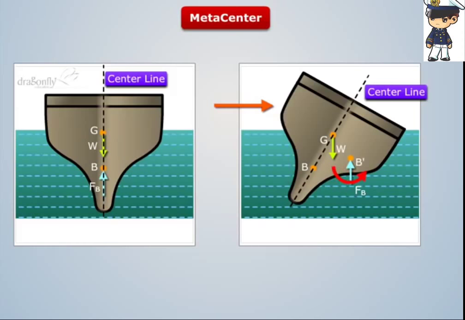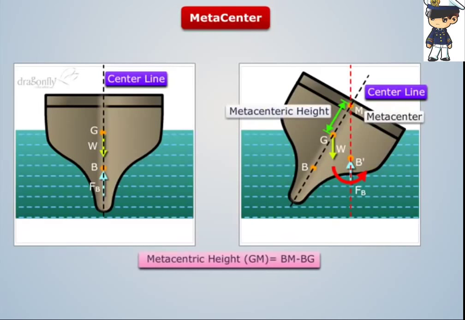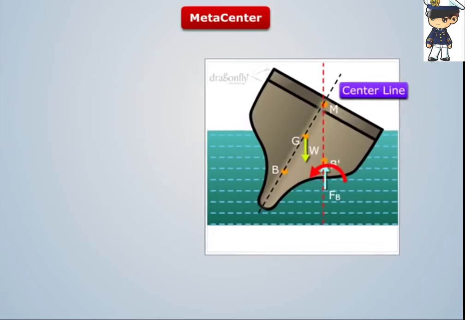and a couple is formed which tries to rotate the body. Here, the point of intersection of the vertical line through the new center of buoyancy B' and the center line BG is termed as the metacenter of the body, and the distance by which the metacenter lies above the center of gravity of a floating body is known as the metacentric height, GM, which is given by. Depending upon the location of the metacenter, a floating body possesses three types of equilibrium.